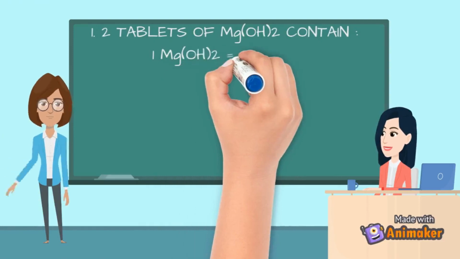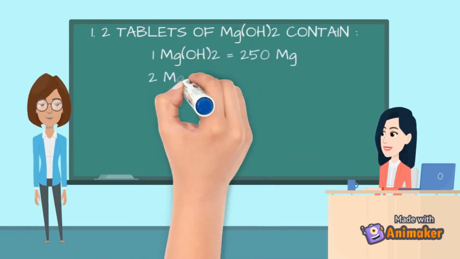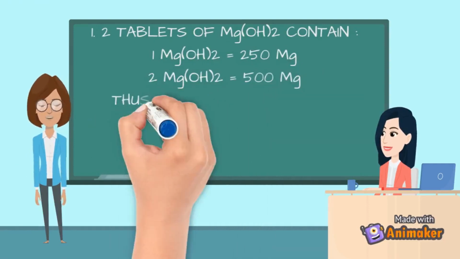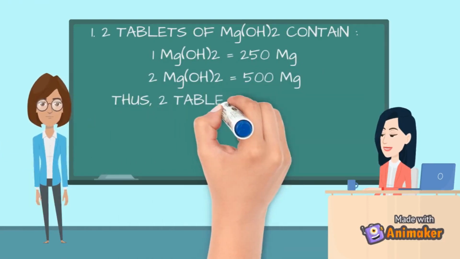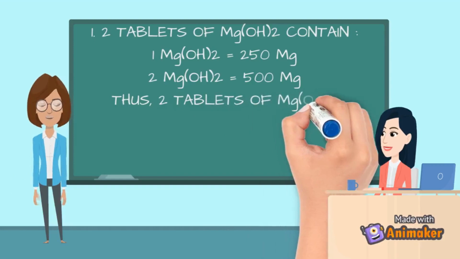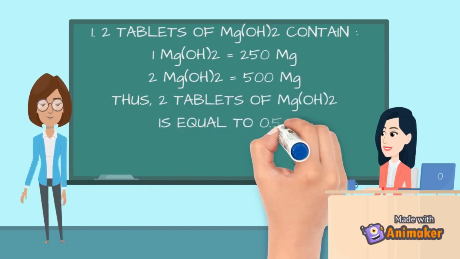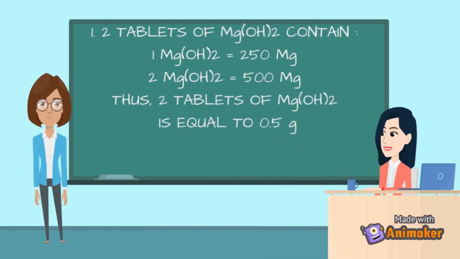1 tablet contains 250 mg of magnesium hydroxide. This means that 2 tablets contain 500 mg of magnesium hydroxide. Thus, 2 tablets contain 0.5 g of magnesium hydroxide.